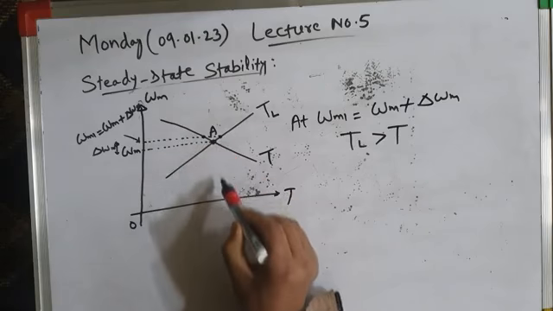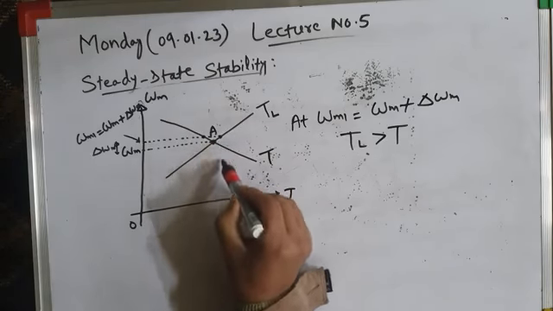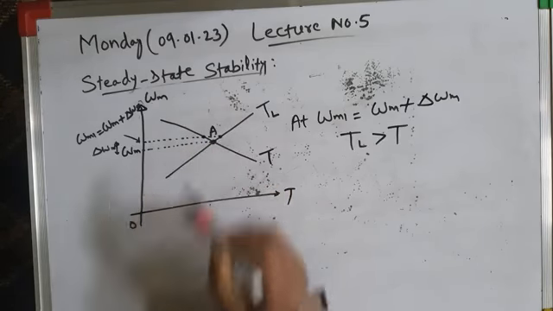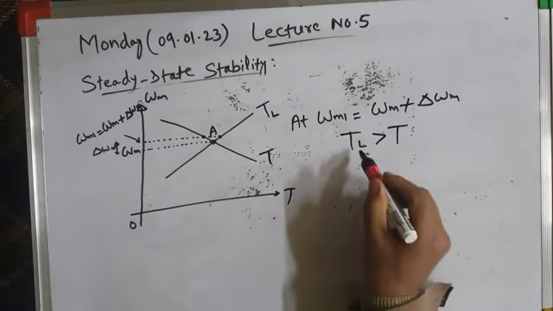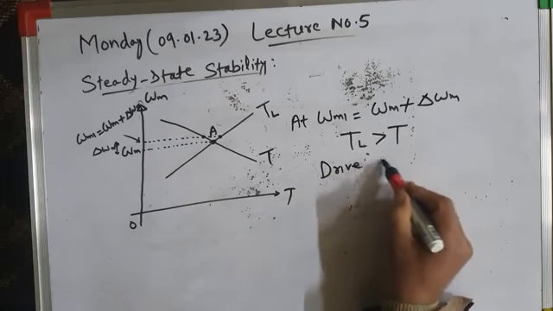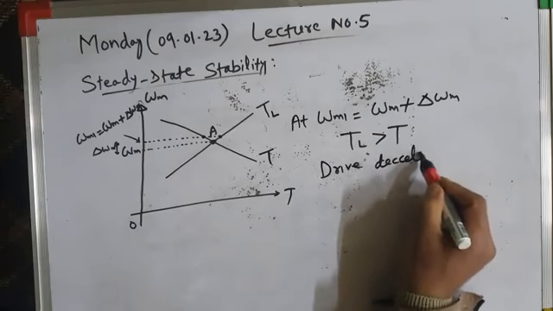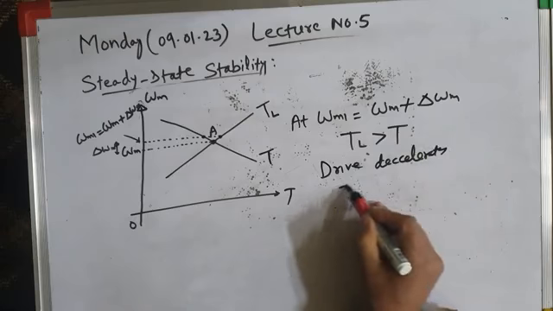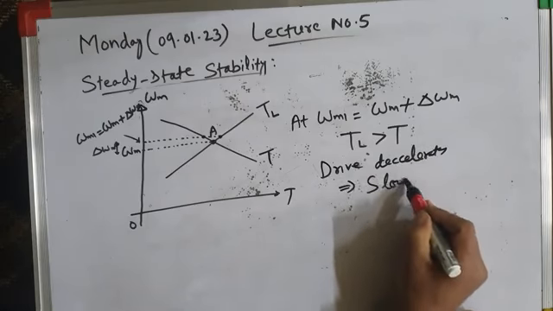You can very clearly see, this is load torque and this is motor torque. Load torque is greater than motor torque. And when load torque is greater than motor torque, what happens to the drive? The drive decelerates. Okay, it slows down. That means the drive slows down.